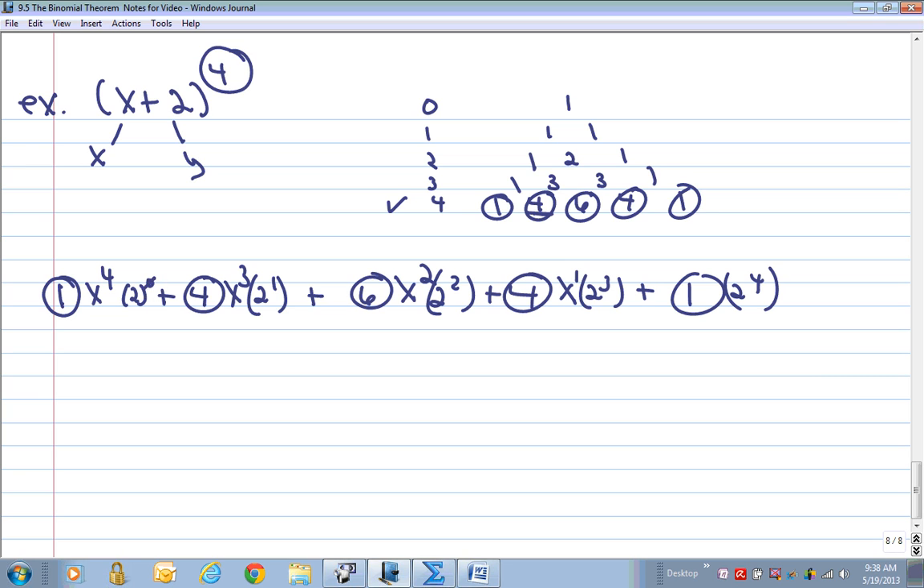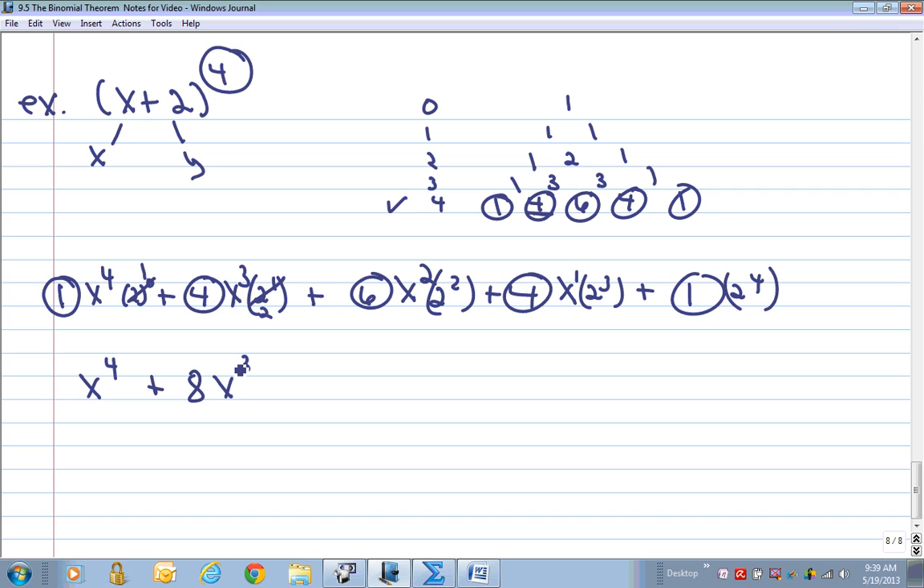All right, well, 2 to the 0 is 1. So we have 1 times x to the 4th, so we have x to the 4th. Plus, now, we have 4, we have x cubed, and we have 2 to the 1st. 2 to the 1st is 2. So 2 times 4 is 8. So we will have 8x cubed.